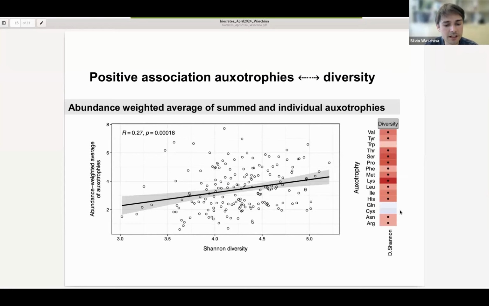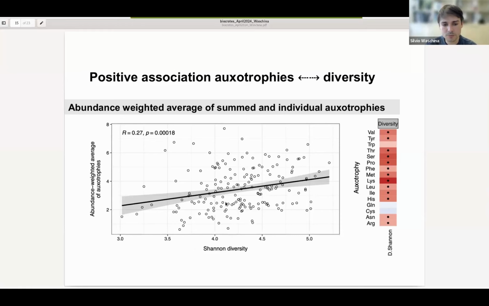One thing we wanted to analyze here is the impact of auxotrophies on the ecology of the human gut microbiome. We wanted to see how the distribution of auxotrophies relates to the overall diversity of the human gut microbiome. The diversity is measured as the Shannon index on the x-axis, and on the y-axis we have a measure which we call the abundance-weighted average of auxotrophies. You can picture this as the average number of amino acids that the gut bacterium cannot produce, weighted by the relative abundance of that specific organism in these microbiomes.